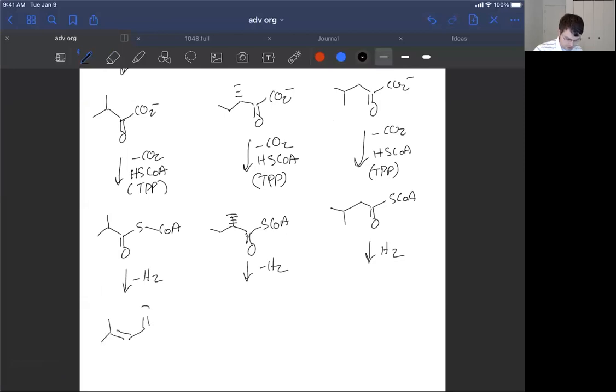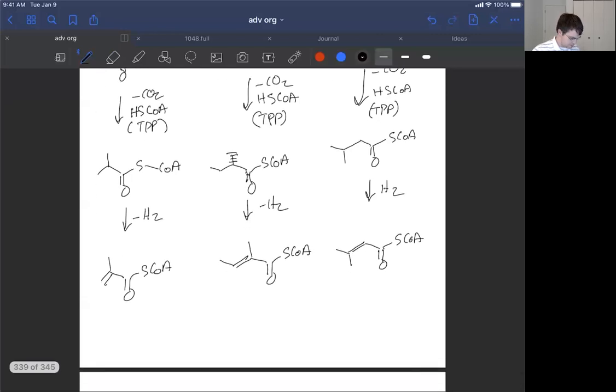I'm just going to rotate this as well, no, I won't. That's not good practice. That's not good teaching. Okay, so we are going to have a double bond here, S-CoA, then we're going to have a double bond here, destroying the other stereocenter, S-CoA, and then we're going to have a double bond here, S-CoA. So we get to these metabolites.